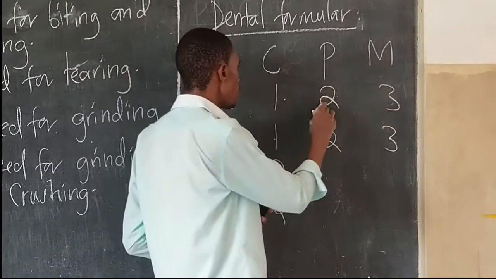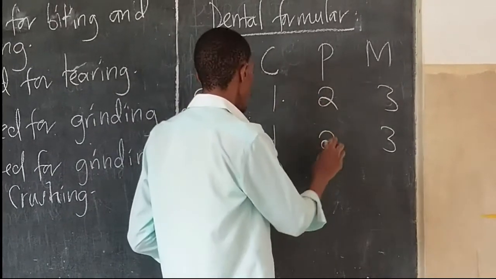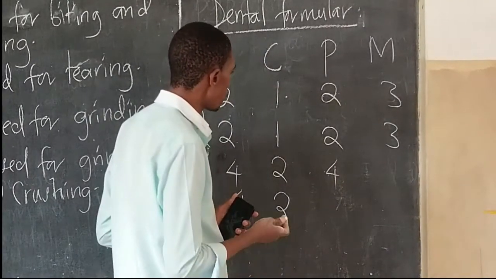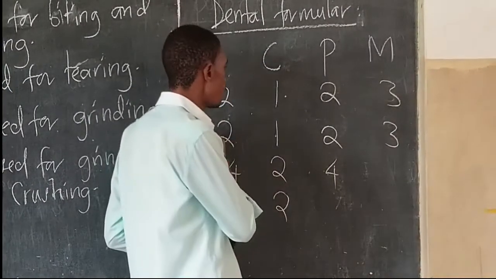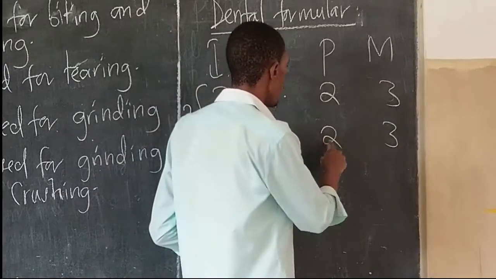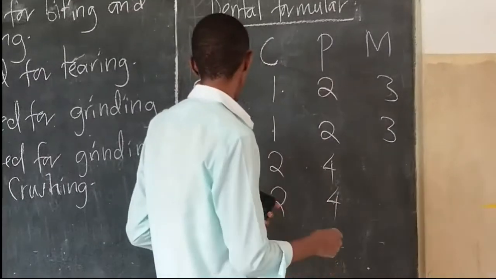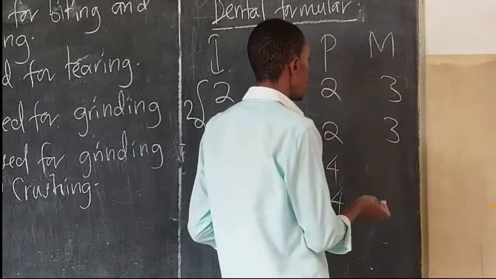When you multiply the premolars by 2, we get 4 premolar teeth for the upper jaw, and also when you multiply the premolars for the lower jaw by 2, we get 4 teeth, as well as when you multiply the molars for the upper jaw by 2.